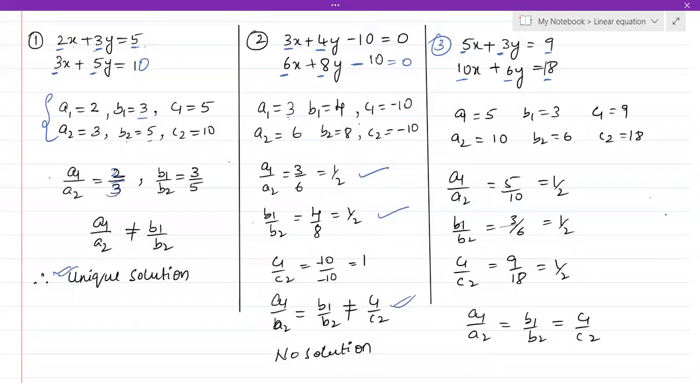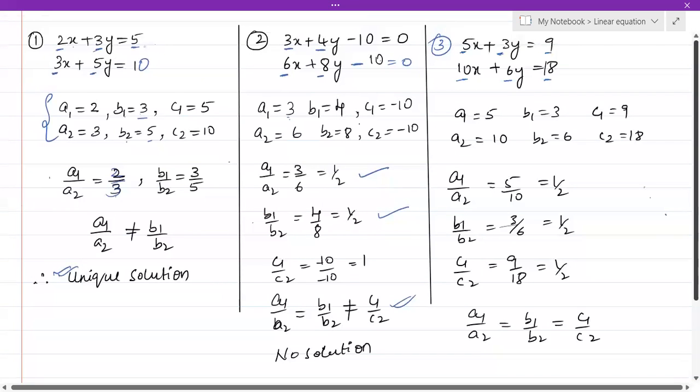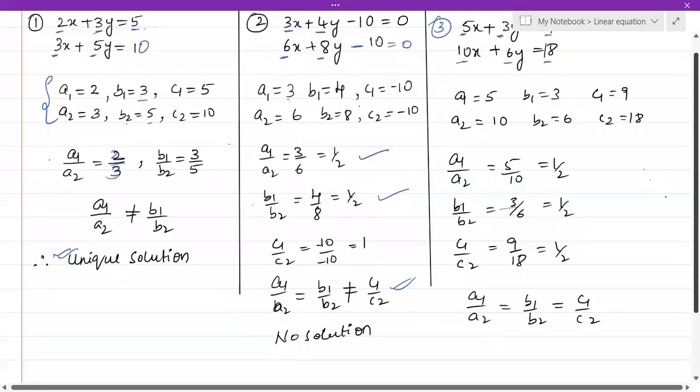If you observe, both c1 and c2 are on the RHS, so no problem. Then as you can see, if you divide it, a1 by a2, 5 by 10 is also 1 by 2. b1 by b2, 3 by 6 is also 1 by 2. c1 by c2, 9 by 18 is also 1 by 2. If you divide everything, you're getting the same answer. Therefore, all three are equal.